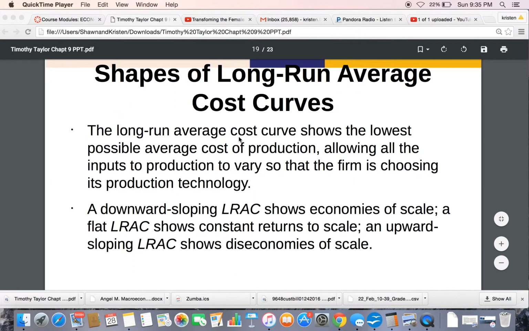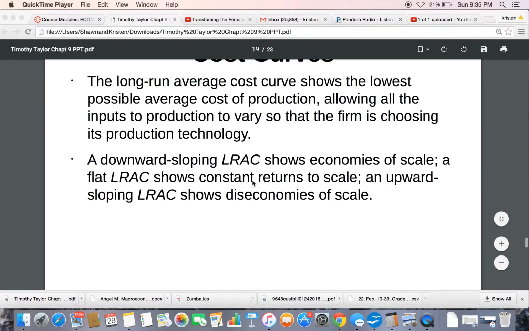So the long-run average cost curve shows the lowest possible average cost of production, allowing all inputs of production to vary. So there is nothing fixed in the long run. All of your inputs become variable.